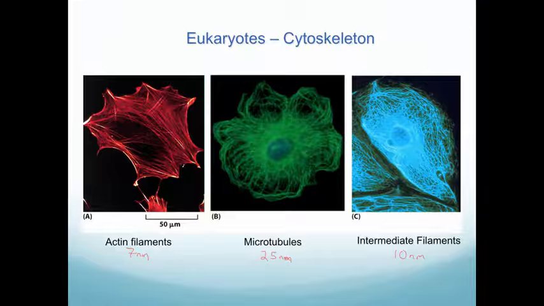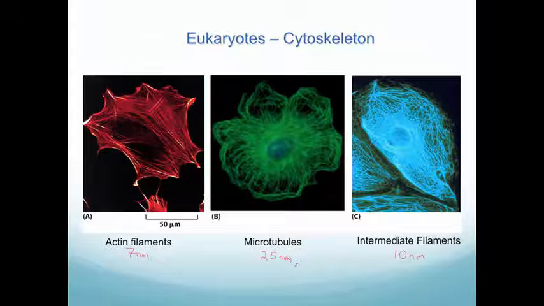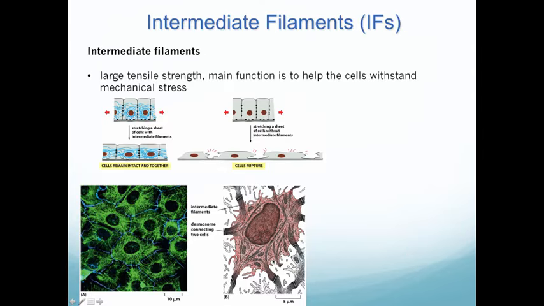And this is a fluorescent image of each type of filament. Just remember that these exist simultaneously in the cell. All three filament systems are inside the cell, all doing different things at the same time. So we'll start with intermediate filaments.